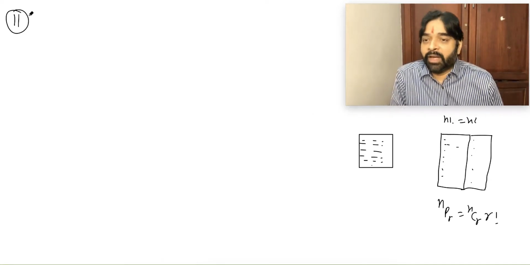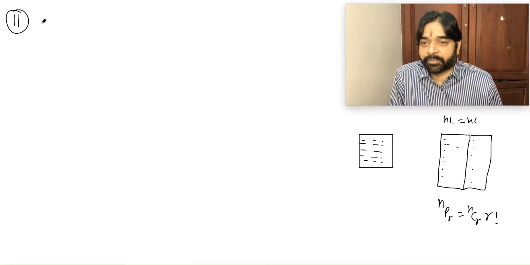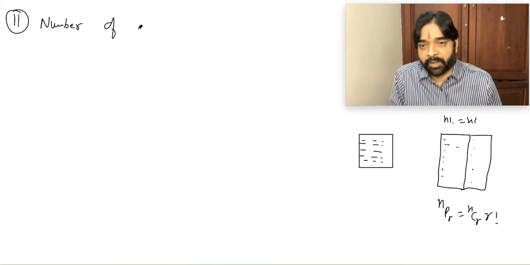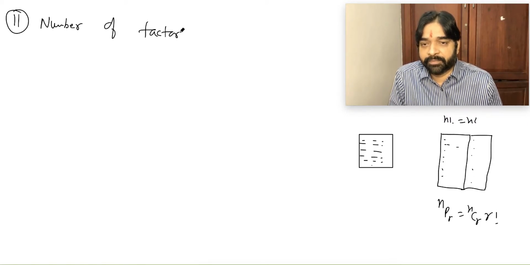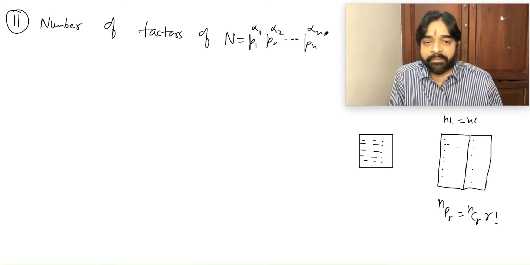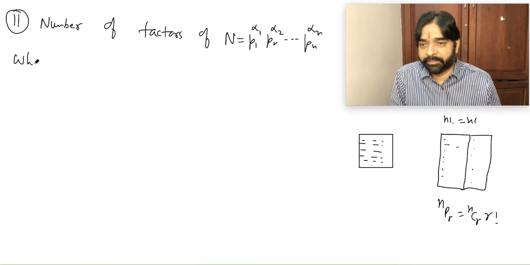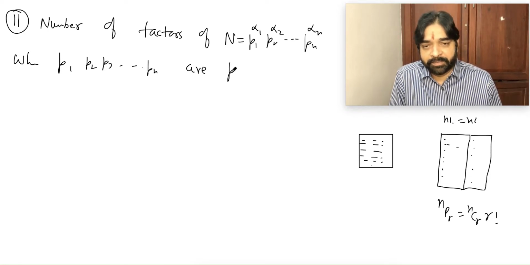Okay, so now the 11th point. Write down: number of factors of capital N equal to P1 power alpha 1 into P2 power alpha 2 ... Pn power alpha n, where P1, P2, P3 ... Pn are prime numbers.